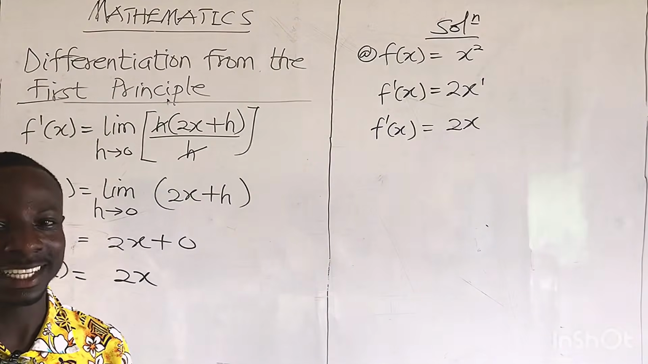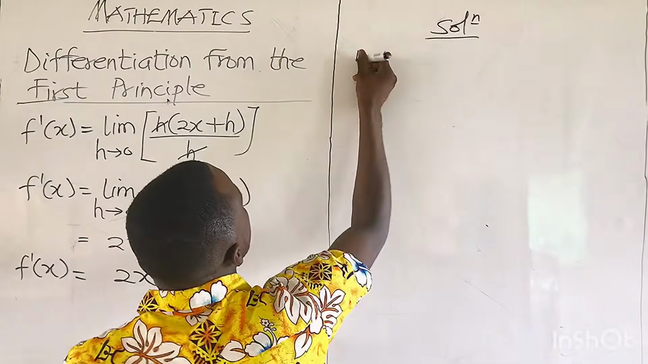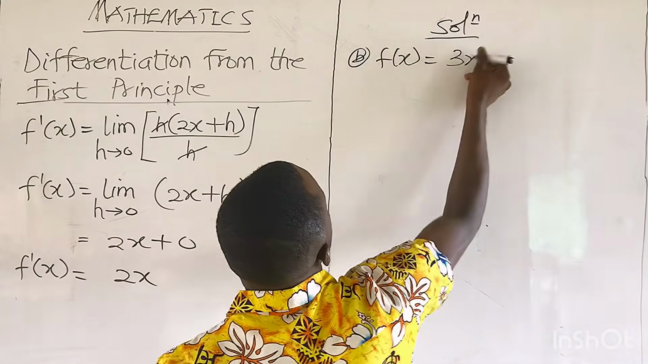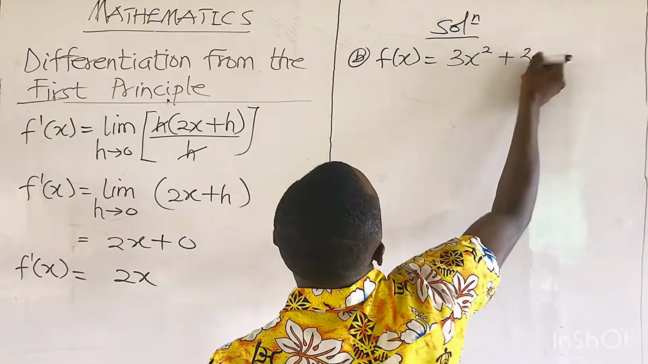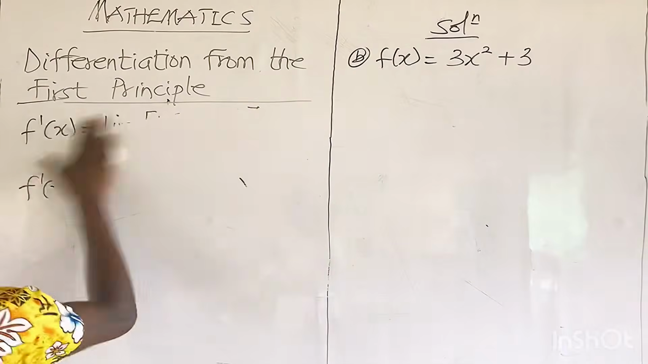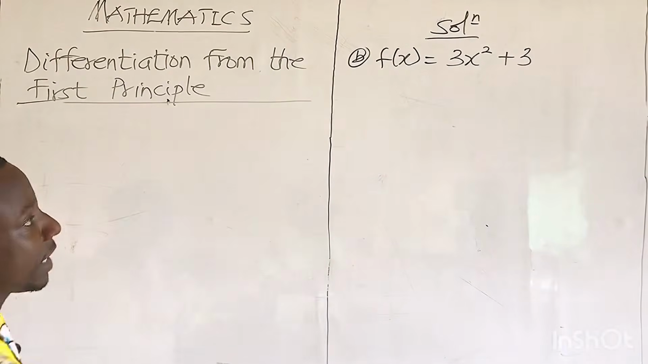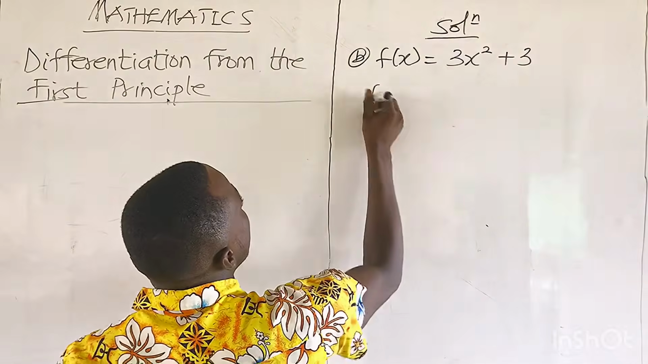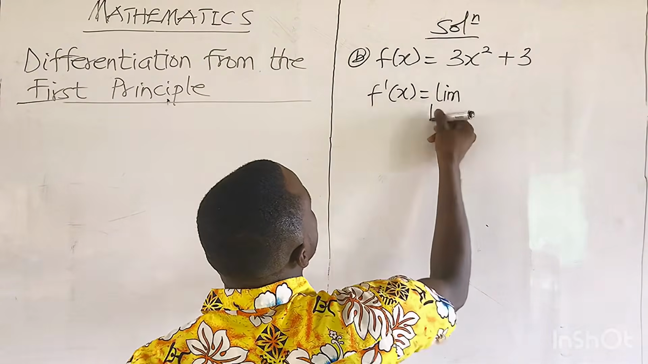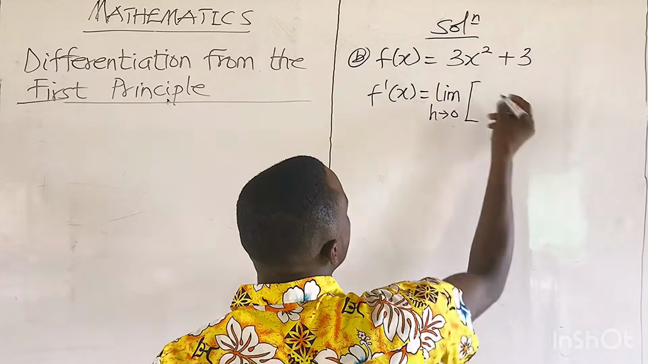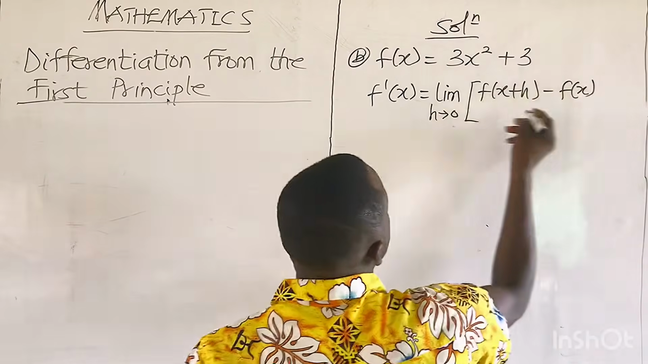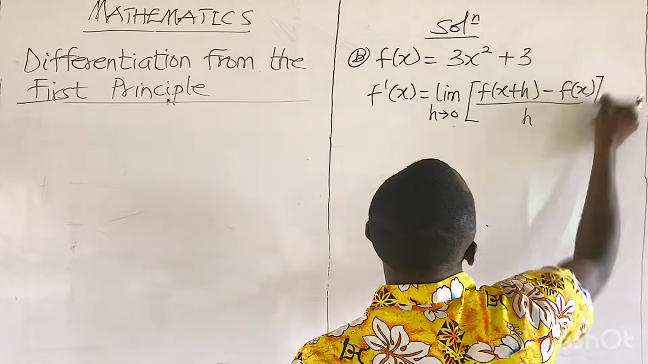Quickly, let's look at the second example. We have b. f of x is equal to 3x squared plus 3. So let's look at the solution from the first principle. We have f prime of x equal to the limit as h approaches 0 in a big bracket, f of x plus h minus f of x all over h.